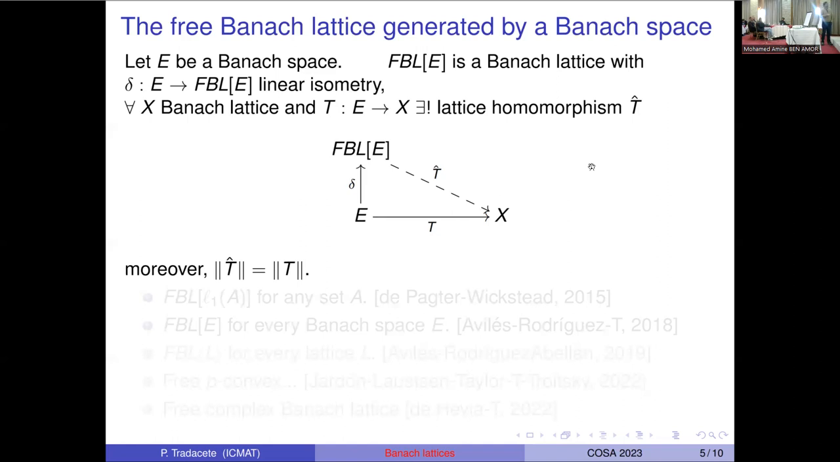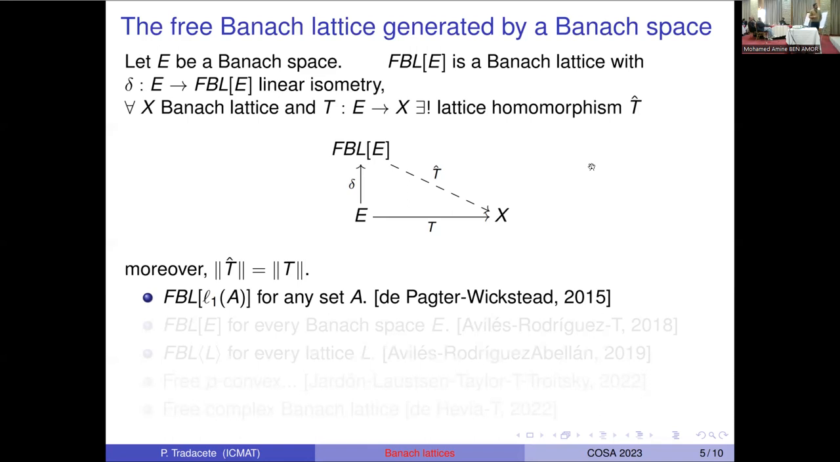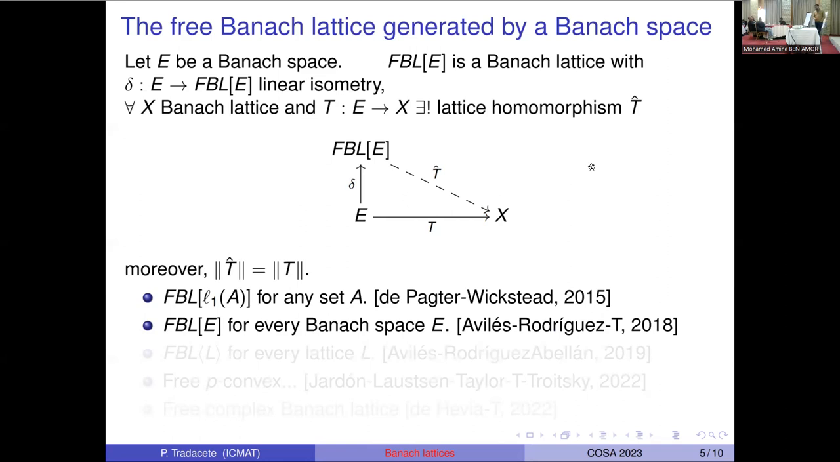Well, it does exist for a Banach space, but maybe I should mention first, the first result in this line was due to De Pachter and Wickstedt, who proved with slightly different language that the free Banach lattice over the Banach space L1, L1 over any set, actually exists. Motivated by that paper, we looked at several developments. Jointly with Antonio Avilés and José Rodríguez, we could prove that this object can be defined for any Banach space E, not just L1. And moreover, one can give a more or less explicit description of it.